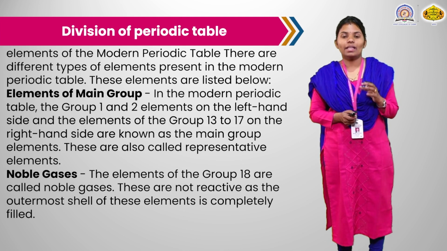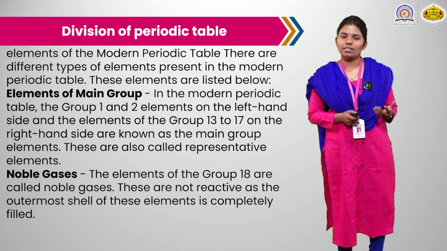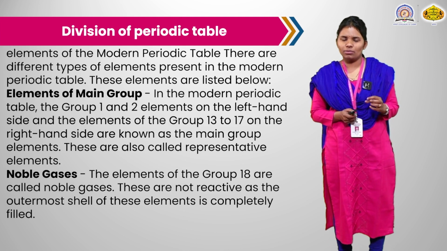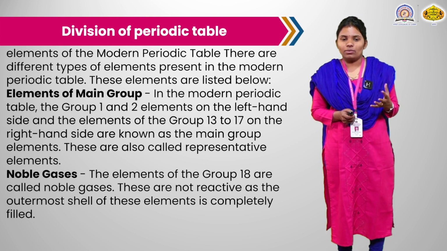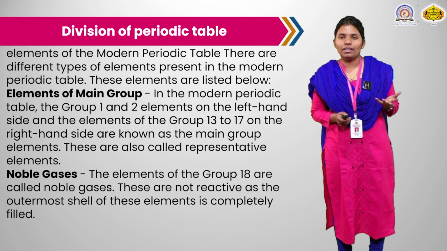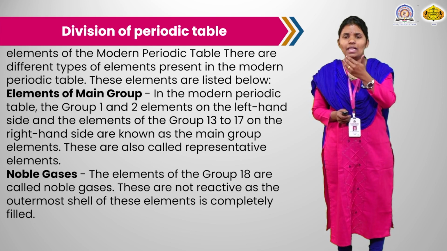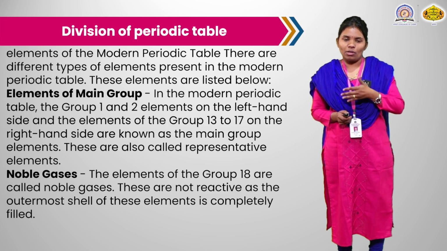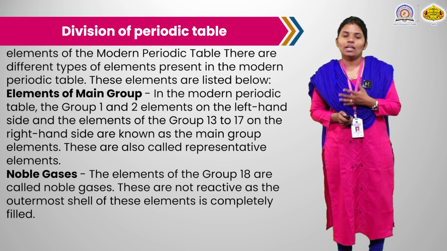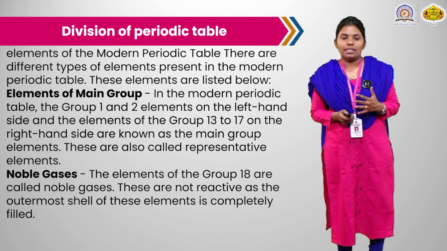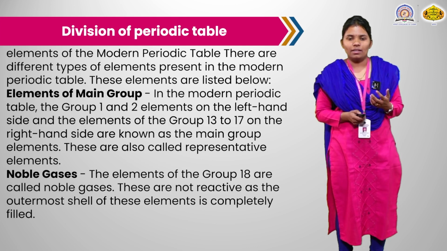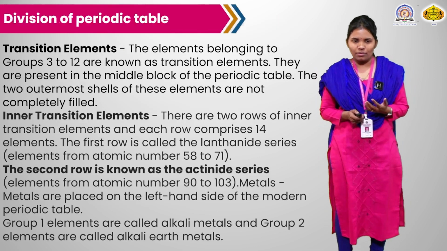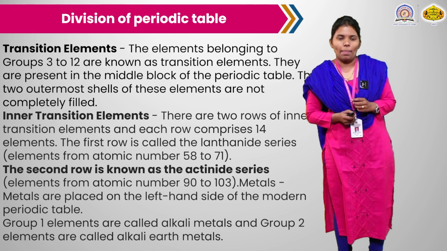Noble gases: the elements of group 18 are called noble gases. They are not reactive. They are also known as inert gases, as their outermost shell is completely filled. These are helium, neon, argon, krypton, xenon, and radon. They are also known as inert gases, or they are not much reactive, therefore they are noble gases.